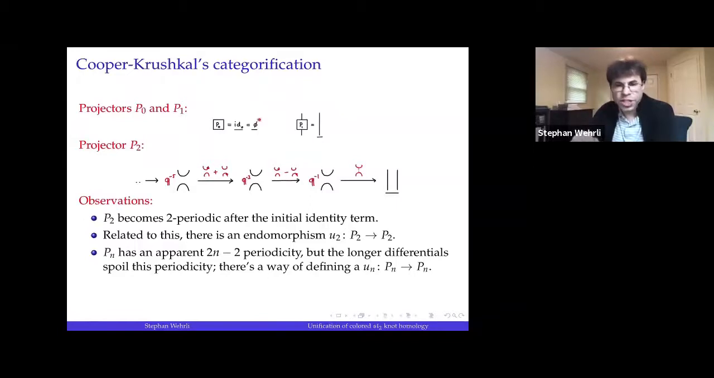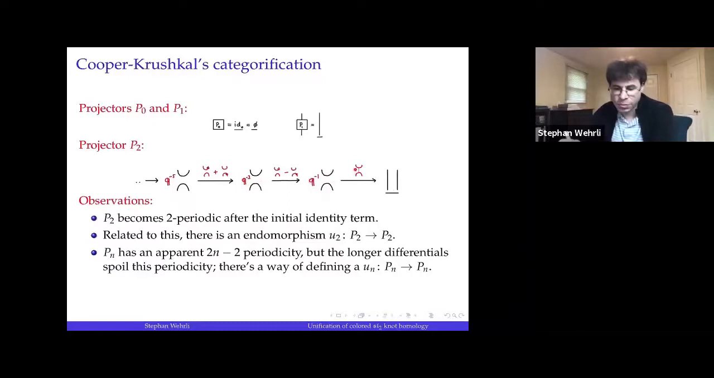So the 0th projector is just an empty tangle viewed as a complex in degree 0. The first projector is just a one-strand identity tangle. The second projector is an infinite complex. You have a leading term, which is an identity tangle, and then you have all these other terms. And here these math BBQs denote formal grading shifts. So this is not the variable q, they denote formal grading shifts.